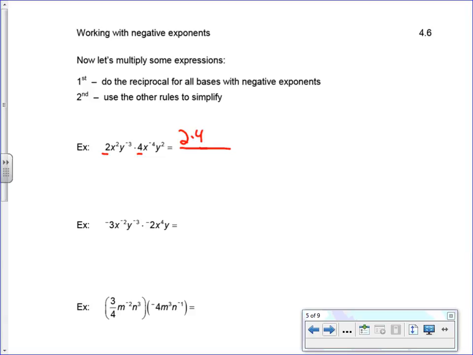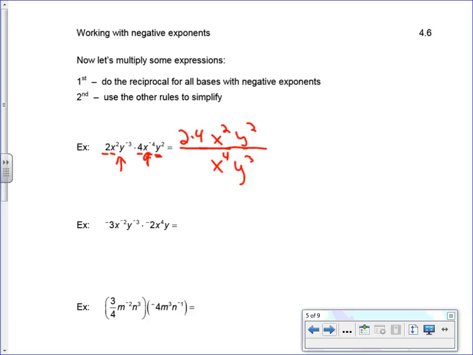Do I move the x squared? No, keep it on the top. Do I move the x to the negative 4? Yes, I'm going to move it to the bottom. And I like to line them up so the x's end up underneath each other. It just makes it easier for me to see what I'm doing. All right? Do I move this y to the negative 3? Yes, it goes to the bottom. Make sure you change it to a positive, and I don't move the y squared.